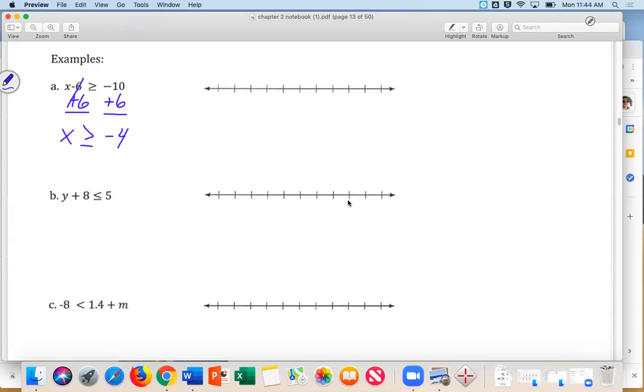Now, where am I going to put negative 4? This is why I like to do it this way. I like to put negative 4 in the middle, negative 3, negative 2, negative 1, 0. And then going this way, negative 5, negative 6, negative 7. I have a line under it, so it's going to be a closed circle. I'm eating the x, so I'm going to shade to the right.